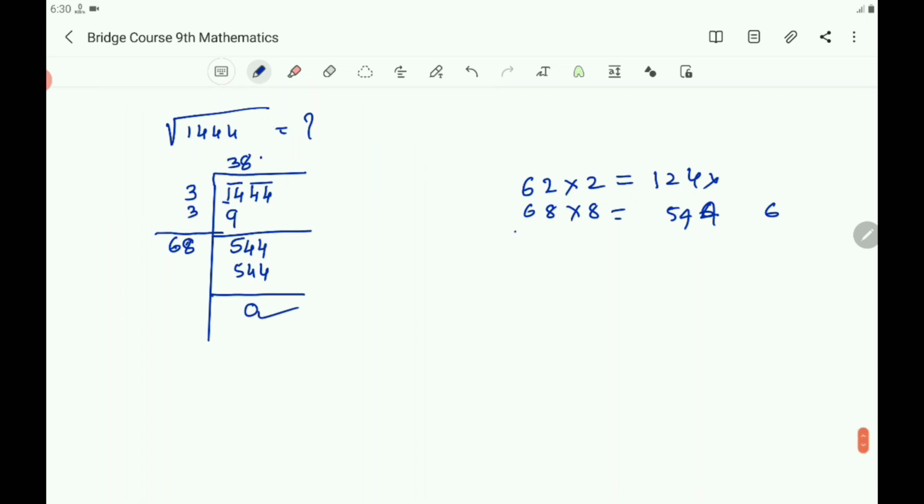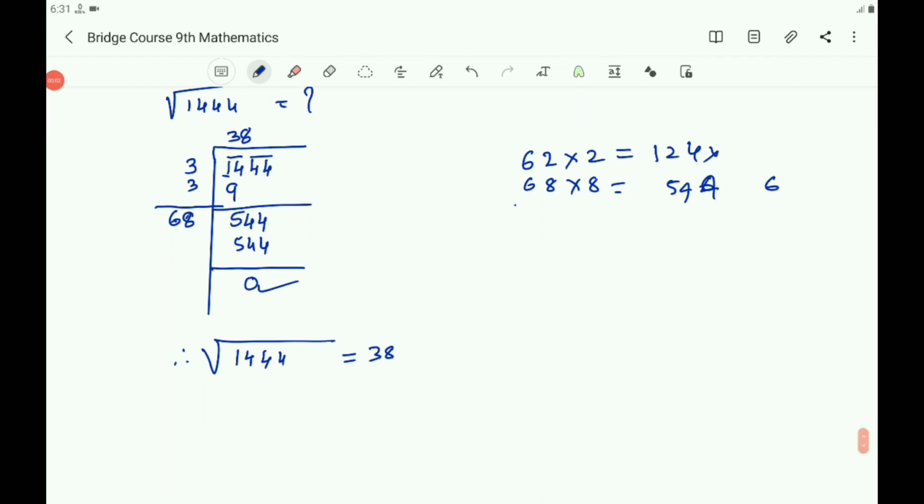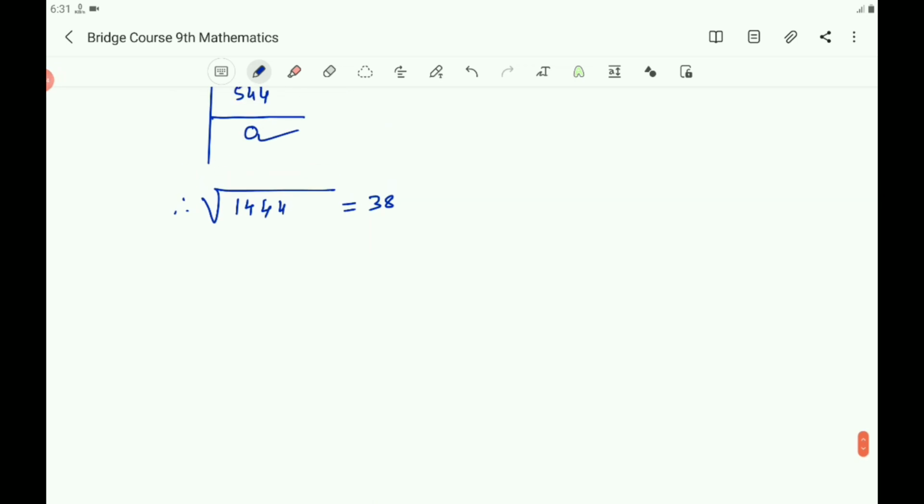So therefore directly you can take that 38 is the square root of 1444. So square root of 1444 equals 38. In the factorization method also you got the same value, that the square root of 1444 is equal to 38. Now let us take the next number.